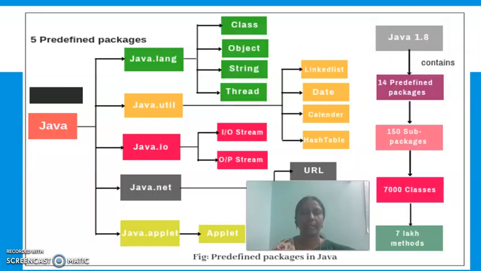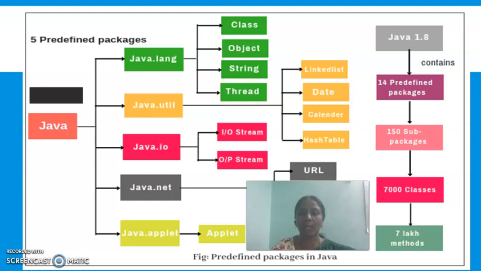There are 5 predefined packages in Java: java.lang, util, io, net, and applet. lang will have classes such as Object, String, and Thread. io will have input stream and output stream. Then we'll have util, which contains LinkedList, Date, Calendar, Hashtable, etc. Then java.net, which works with URLs and sockets. And java.applet works with the applet classes.